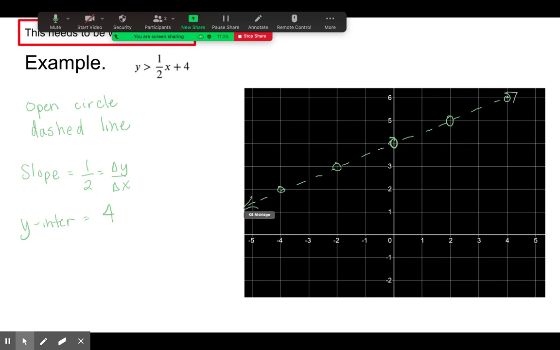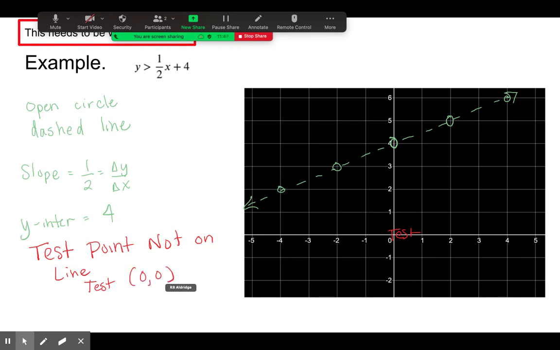Now I need to choose a test point. My test point needs to be not on the line, above or below. I'm going to choose the easiest one of them all. I'm going to test 0, 0. So y is 0, is it greater than 1/2 times 0, just plugging in my x's and my y's, plus 4? So 0 is greater than 4.